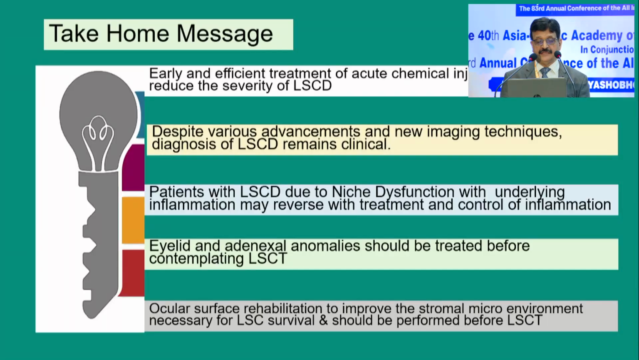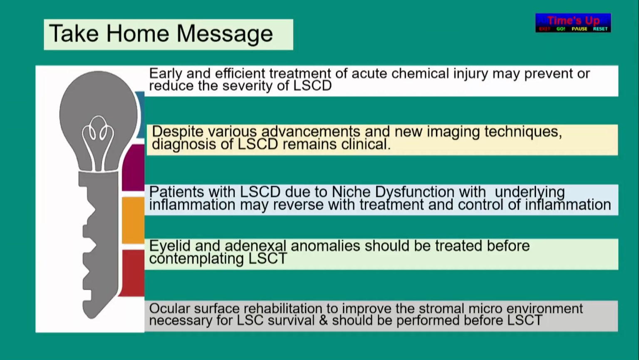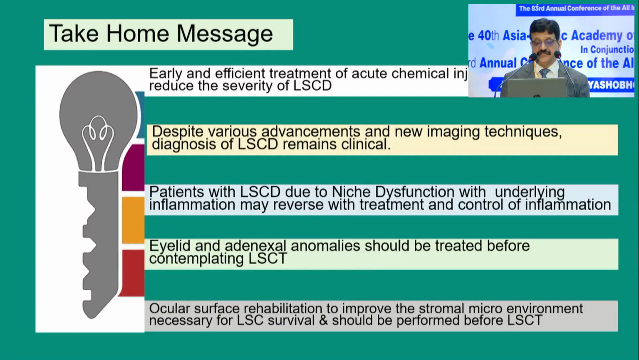In the end, I would like to say that early and efficient treatment of acute chemical injury may prevent or reduce the severity of limbal stem cell deficiency. Despite various advancements and new imaging techniques, diagnosis of limbal stem cell deficiency remains clinical. Patients with limbal stem cell deficiency due to niche dysfunction and underlying inflammation may reverse with treatment and control of inflammation. Eyelid adnexa anomalies should be treated before contemplating limbal stem cell treatment. Ocular surface rehabilitation is important to improve the stromal microenvironment, which is necessary for limbal stem cell survival, and should be performed before limbal stem cell transplant.